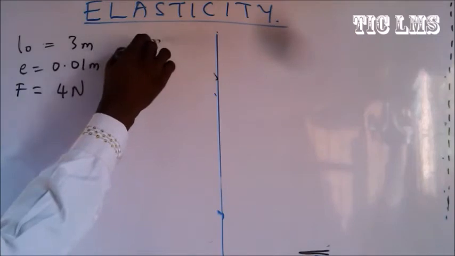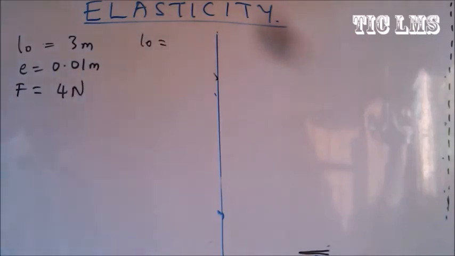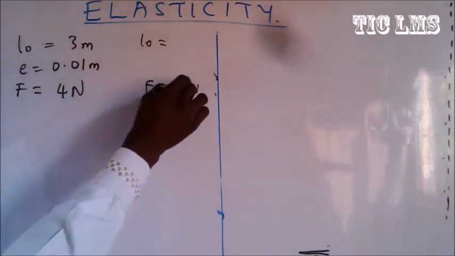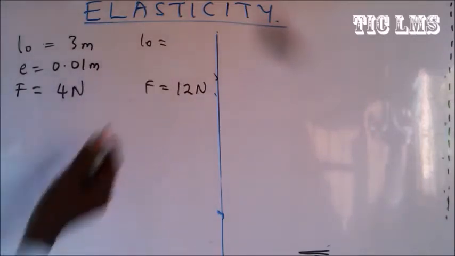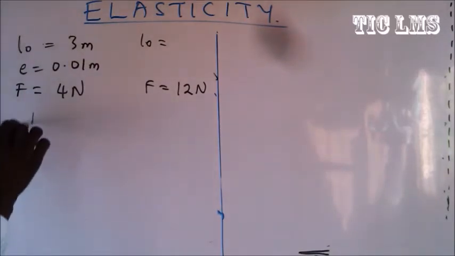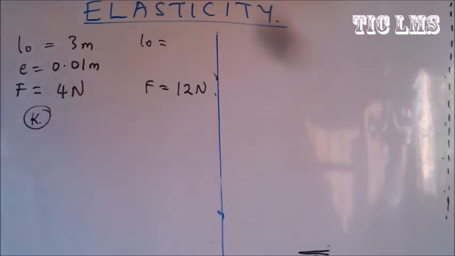Now we're asked to find the new length when the force is increased. So when we have a new force of 12 Newton, what will be the new length? First, for us to do this, we need to find our constant, which is the elastic constant, and we would apply it in order to solve this.